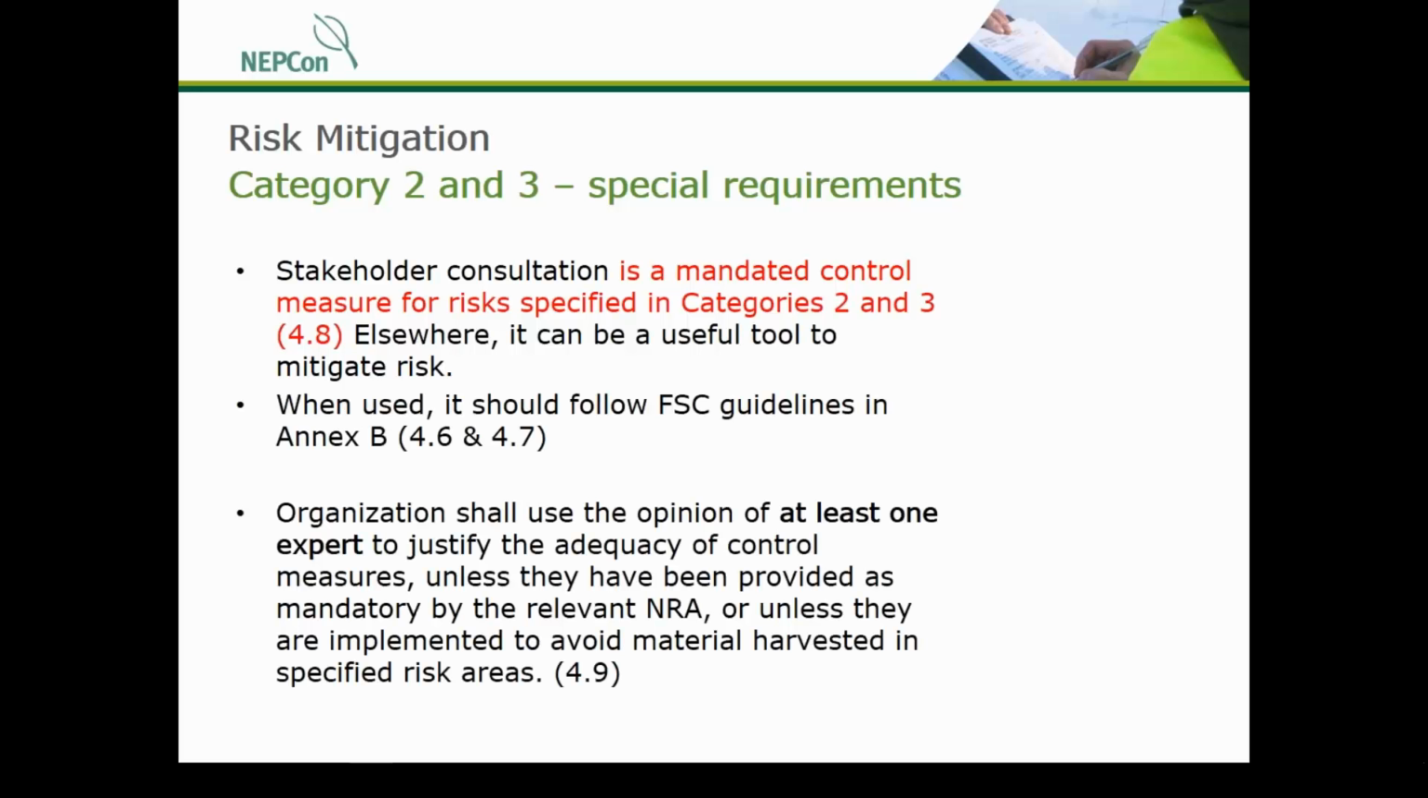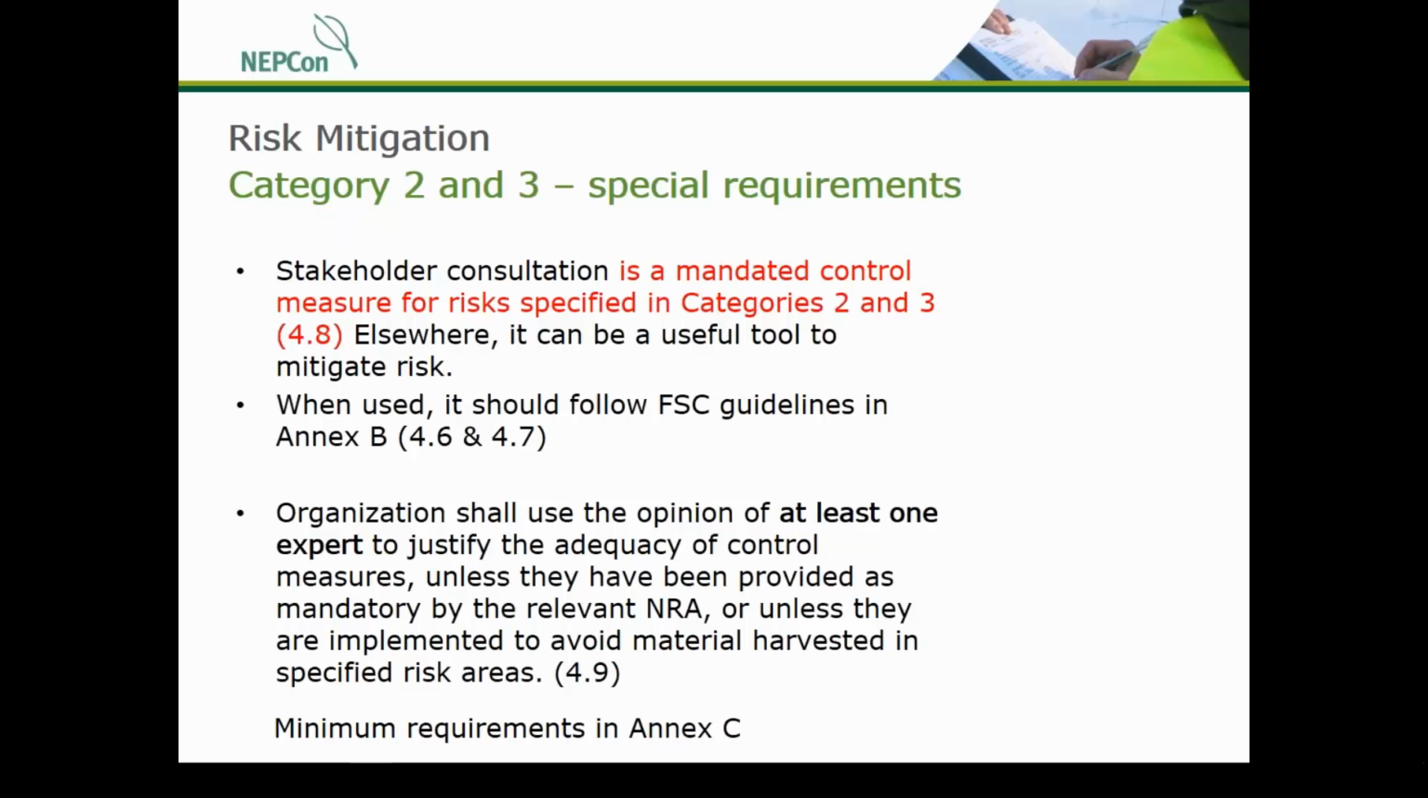When we are looking at category 2 and 3, which are high conservation value forest and areas where there are conflicts with local populations, stakeholder consultation is mandatory. That means even if there are no requirements as a control measure, there shall always be stakeholder consultation if there are specified risk in either category 2 or category 3. Also, the organization in this case has to use the opinion of at least one expert to justify the control measures unless they have already been provided as mandatory in the relevant national risk assessment.